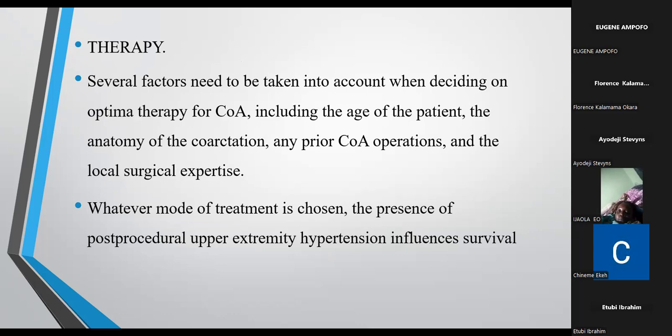The management. Several factors need to be taken into account in determining the best treatment option for COA, that is, the age of the patient, the anatomy of the coarctation of the aorta, any prior coarctation operation, and the local surgical expertise. And what mode of treatment is chosen? The presence of post-procedural upper extremity hypertension influences the survival.